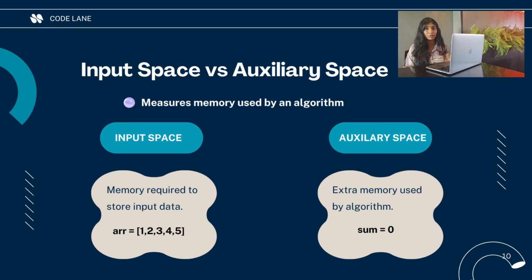Examples include temporary variables, counters, extra arrays, or recursive call stacks. When analyzing algorithms, we often focus on auxiliary space because it tells us how much extra memory the algorithm requires beyond the input data.